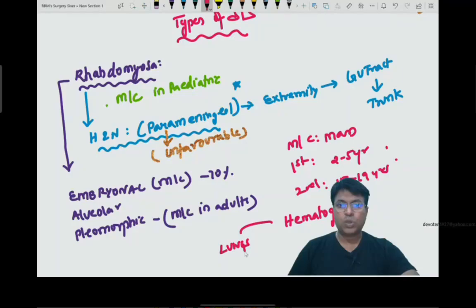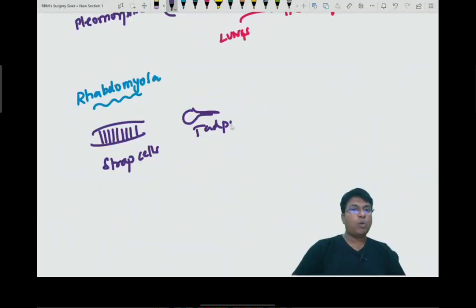They are known as rhabdomyoblasts, known as strap cells. This is an image-based question. Another cell looks like a tadpole, so they are known as tadpole cells. I will show you both these images in the PowerPoint. Please don't forget, tadpole cells and strap cells are classical features found in rhabdomyosarcoma on histopathological examination, and you may get this as an image-based question.